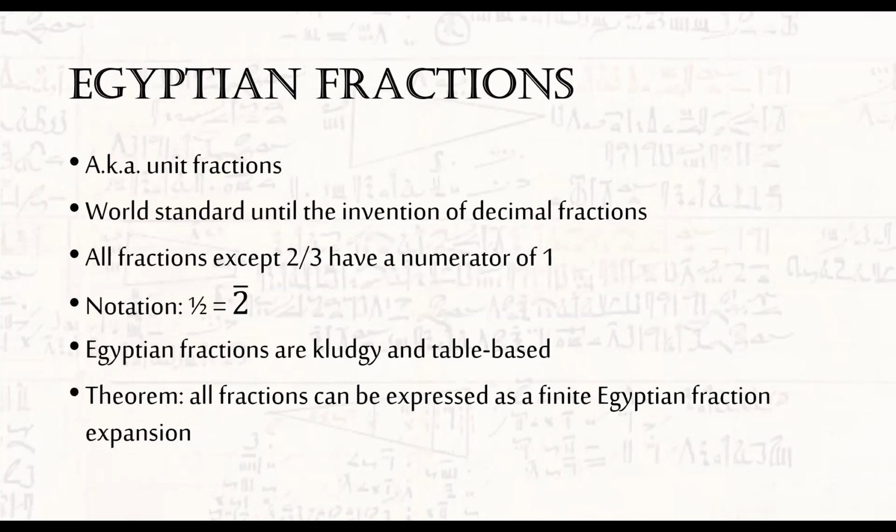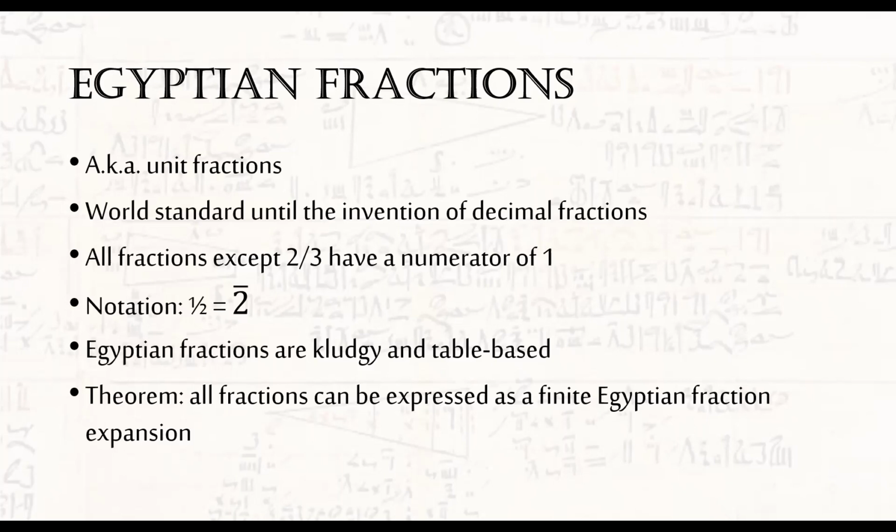So now let's talk about Egyptian fractions, because this was actually the world standard fraction system. Fibonacci wrote on this system, because even as late as Fibonacci, they were still using the Egyptian system. The decimal fractions took over not terribly long after that, though, because they were just a better system.